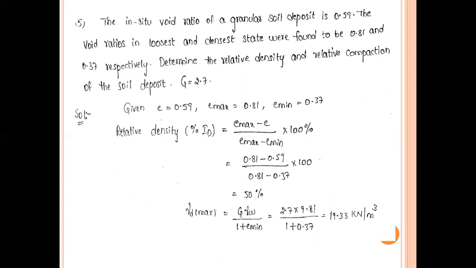Next problem, write the problem. The in situ void ratio of a granular soil deposit is 0.59. The void ratios in the loosest and densest states were found to be 0.81 and 0.37 respectively. Determine the relative density and relative compaction of the soil deposit. G equals 2.7. Here G means the specific gravity.